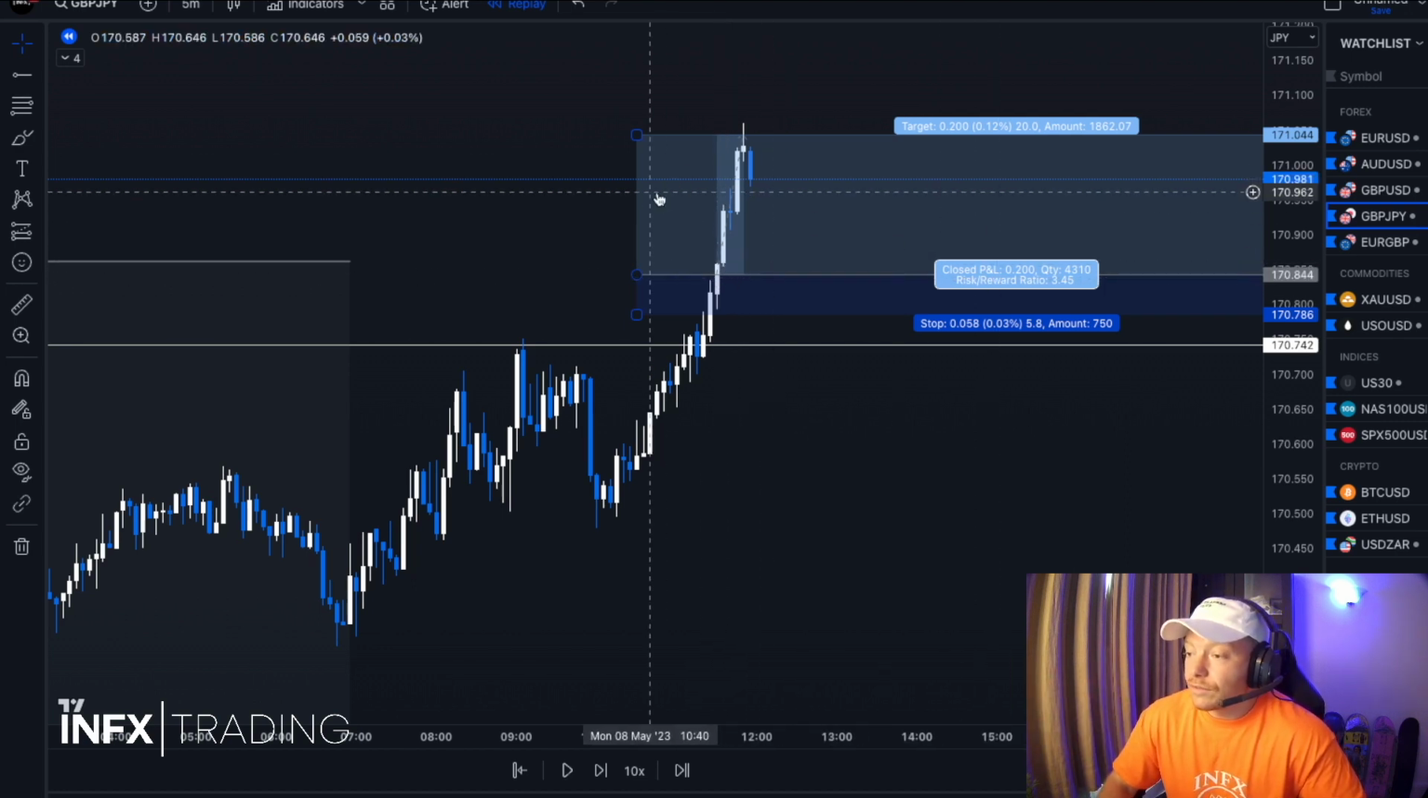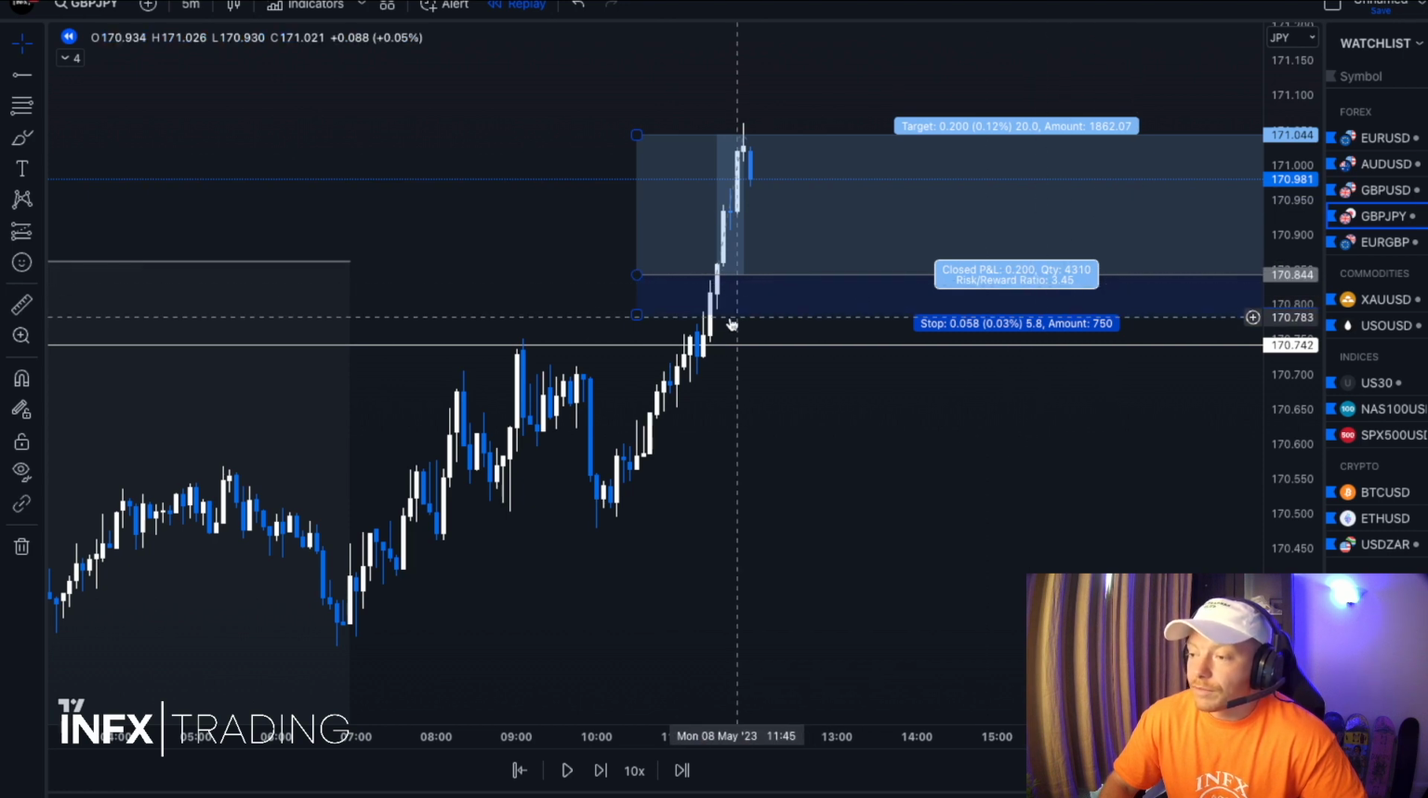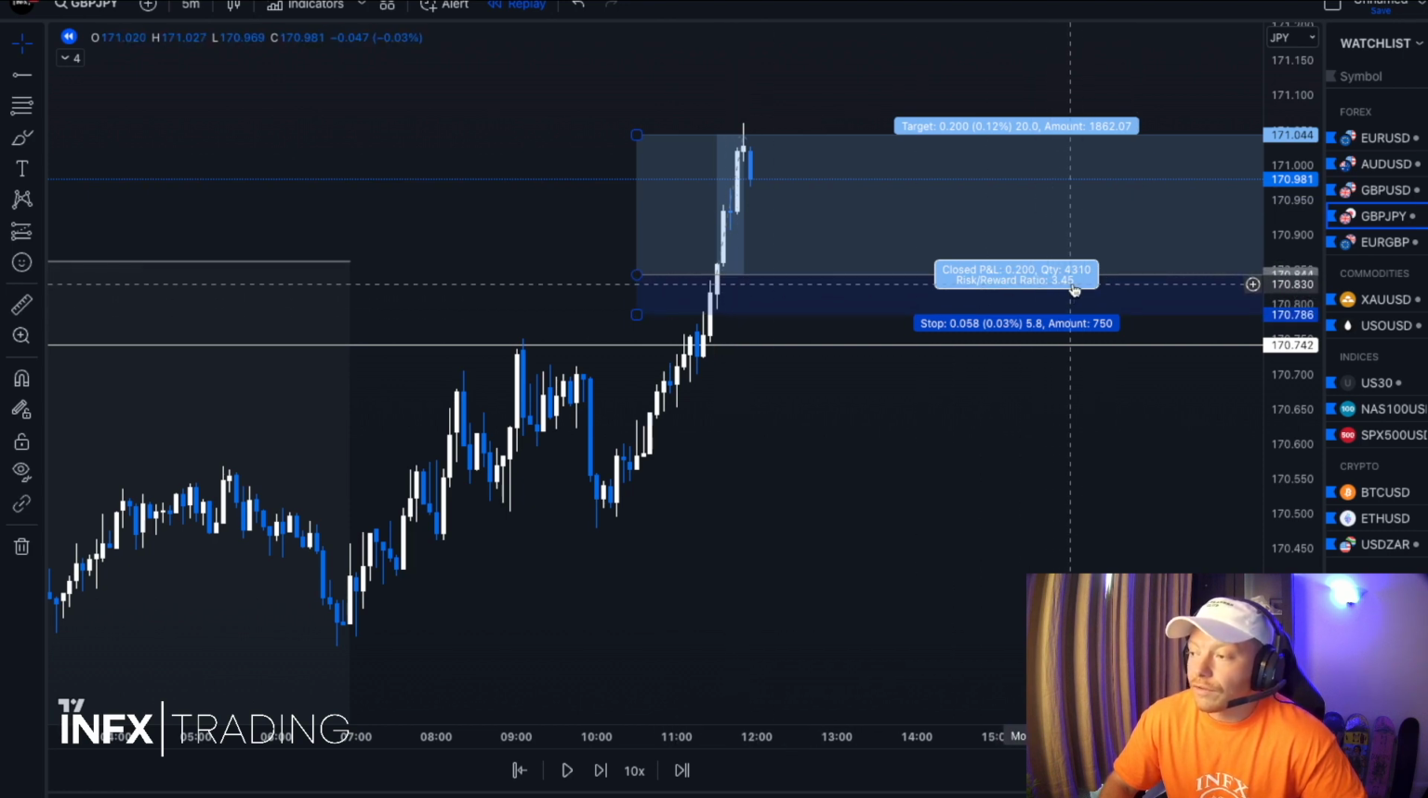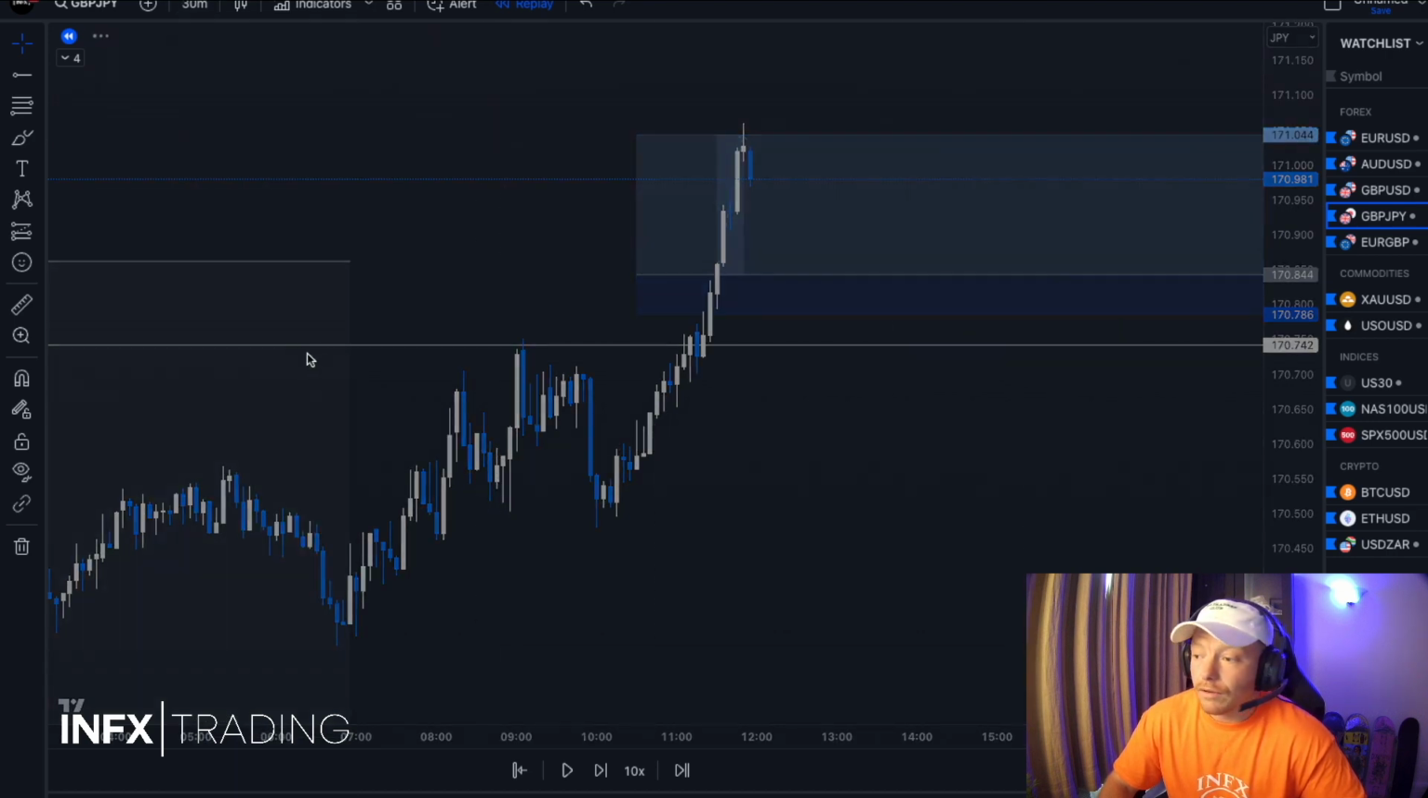So you can see here that this would have been a winning trade. We got 3.45 risk to reward and a 20 pip goal there. So it's super simple. All right, so price has pushed up.